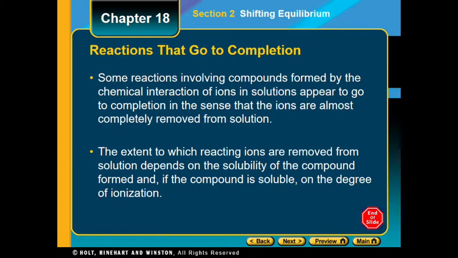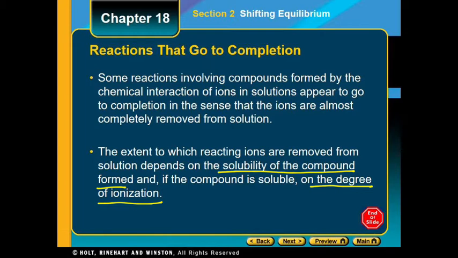You're going to want to write all of this down here. This is talking about ions in solutions. So if you do have compounds formed by a chemical interaction of ions in a solution, they appear to go to completion in the sense that ions are almost completely removed from solution. But that second part is important. The extent to which reacting ions are removed depends on possibly two things. It will depend on the solubility of the compound formed, and if that compound formed is insoluble, then the reacting ions being removed will depend on the degree of ionization.